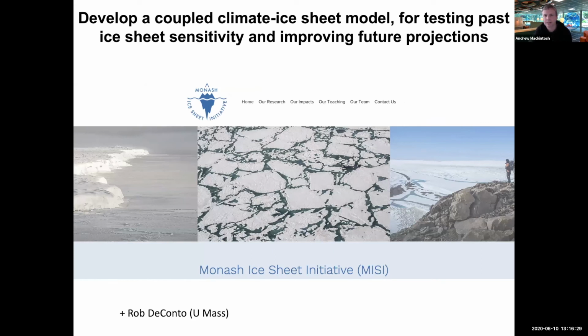So one of the other things that we will do is develop a coupled climate and ice sheet model for Antarctica, and we'll use this to help understand the kind of geological evidence that I just showed you, but we'll also use this model to project the future behaviour of the ice sheet. And this is with collaborators like Rob DeConto at the University of Massachusetts.